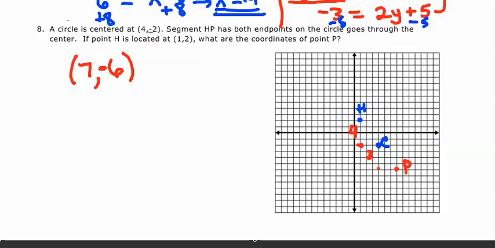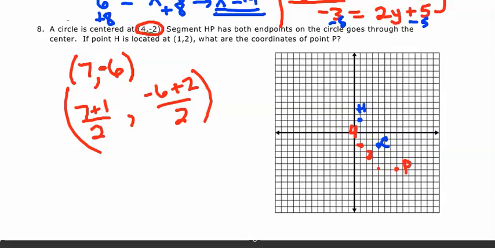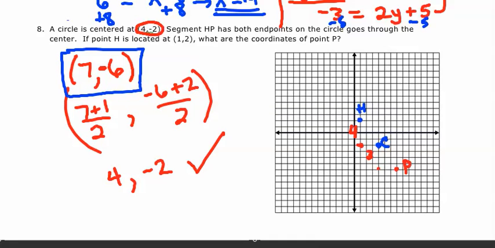And we can check this just by seeing if we come out with our midpoint. So 7 plus 1 divided by 2. And negative 6 plus 2 divided by 2. So that's 8 divided by 2, which is 4. Negative 4 divided by 2, which is negative 2. And that was our midpoint. So our answer is 7, negative 6. Just goes to show you that you can check every time, and you should. And that's all for level 3.